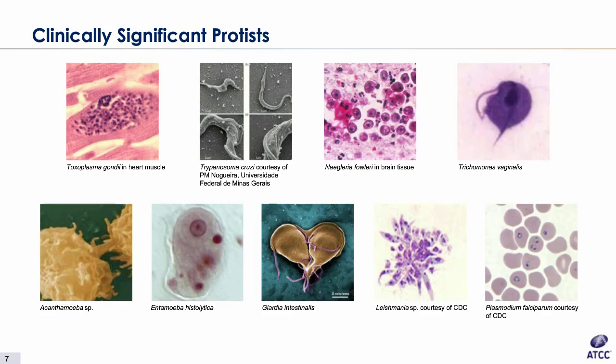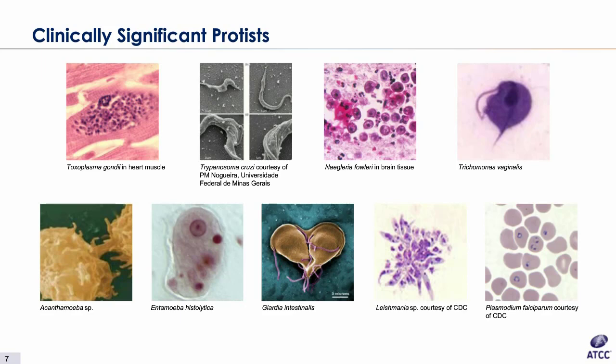Then we have Trichomonas, Acanthamoeba, which causes an eye disease. Entamoeba and Giardia both cause dysentery-like diseases, gastrointestinal diseases. And then Leishmania, which causes a couple forms of disease, one of which is visceral leishmaniasis, which is in your gut, which is very dangerous. It's called Kala-Azar in parts of the world, and also a skin disease.